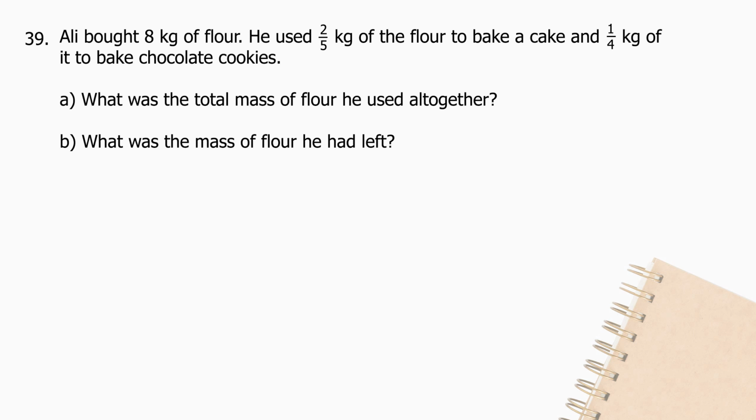Question 39. Ali bought 8 kilograms of flour. He used 2/5 kilogram of the flour to bake a cake, and 1/4 kilogram of it to bake chocolate cookies. A. What was the total mass of flour he used altogether? B. What was the mass of flour he had left?